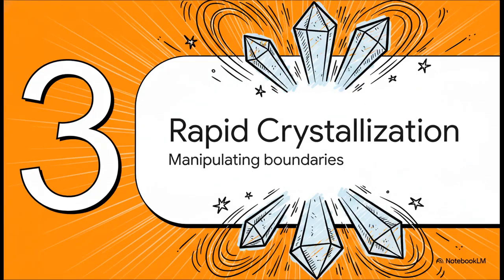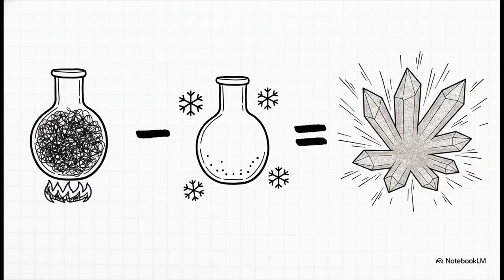Part 3. Predicting rapid crystallization. Here's where we start manipulating those boundaries. Because these solubility curves are so incredibly precise, we can perfectly predict exactly what happens when we cool a hot, saturated solution down.